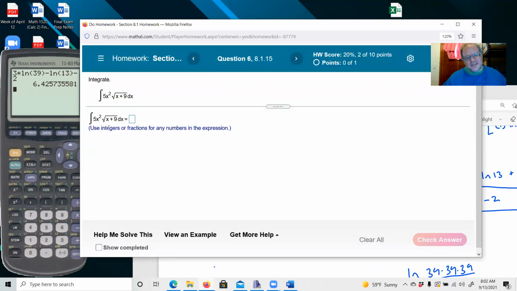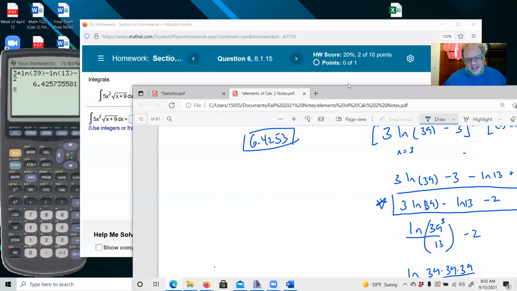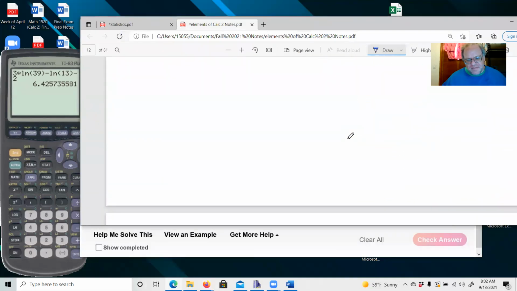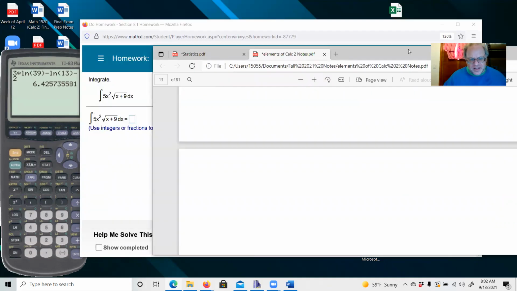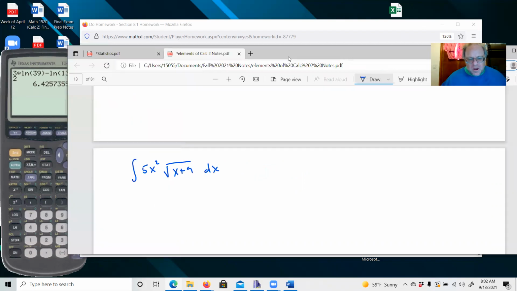All right, this one could be a little tricky. This one's going to be a little tricky. We have the integral of 5x squared square root of x plus 9 dx, right? Now, let's see here. What would I like to take derivatives? Well, actually with this one, what I'd really like to do is, can I just use a u substitution?